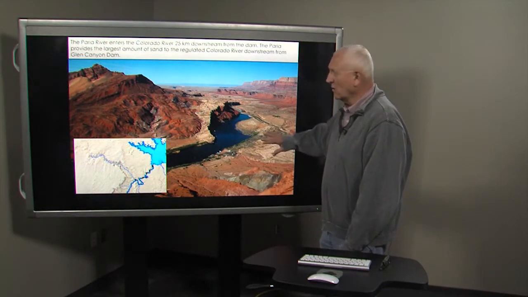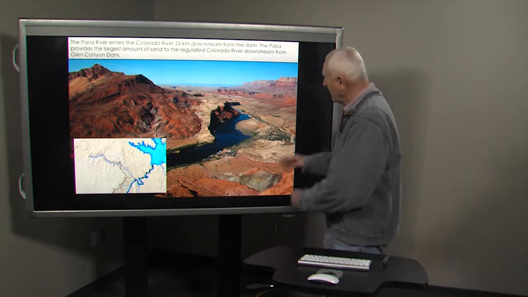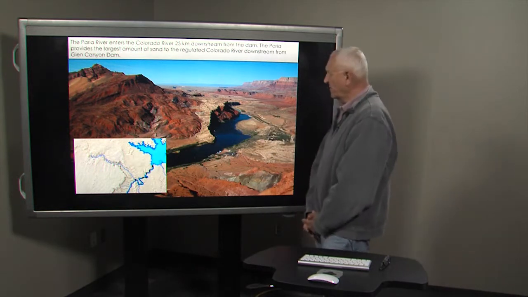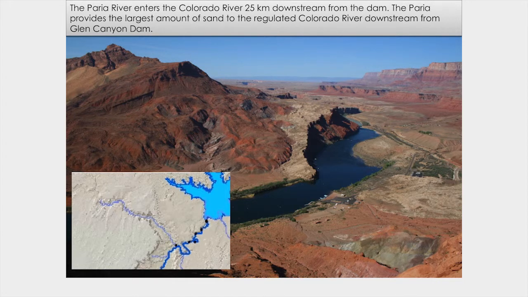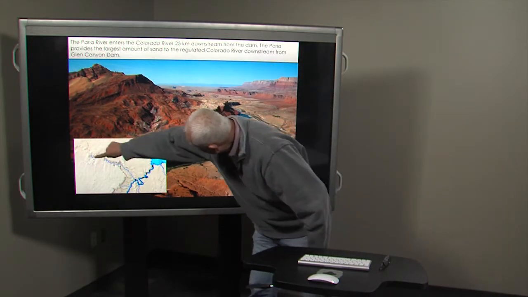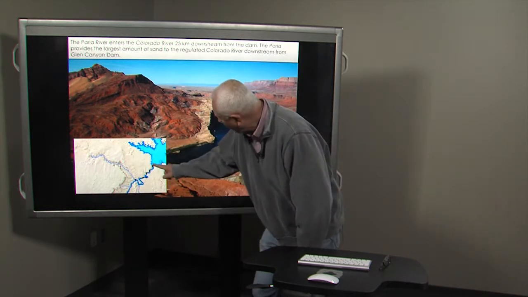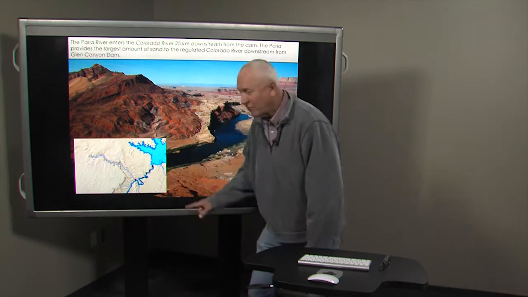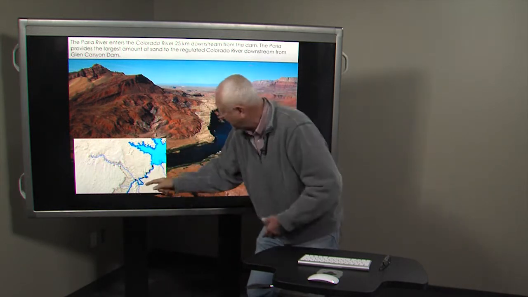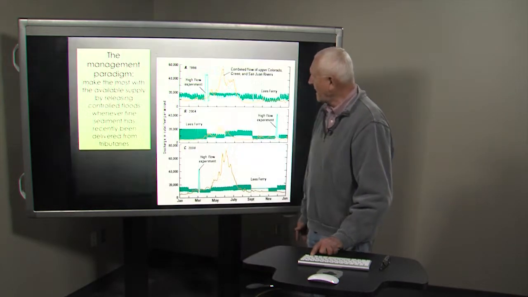But the Paria River, located 25 kilometers, 15 miles downstream from the dam, delivers a significant amount of sediment, 1 to 3 million tons of sand a year, depending on the year. And the present paradigm is that whenever sediment comes out of the Paria River and dumps into the bed of the river, high releases from Glen Canyon Dam are staged to stir that sediment up, get the river muddy, and then rebuild eddy sandbars.